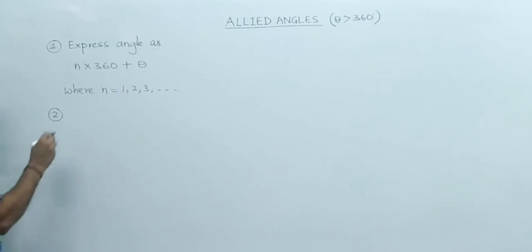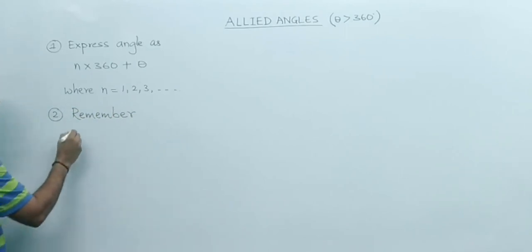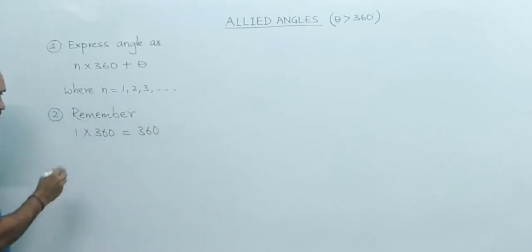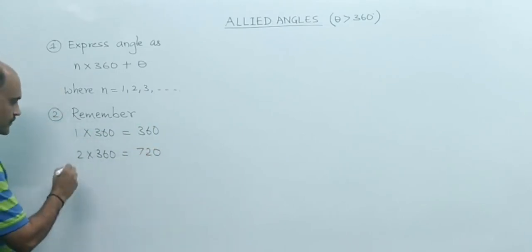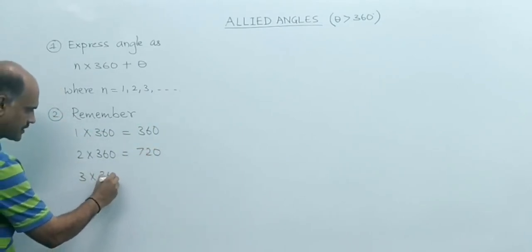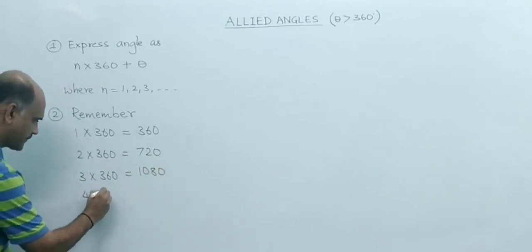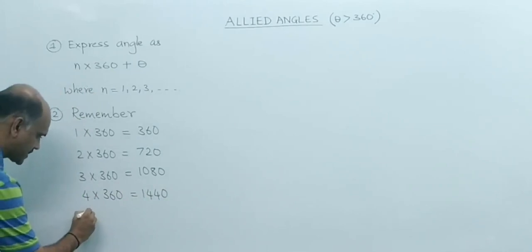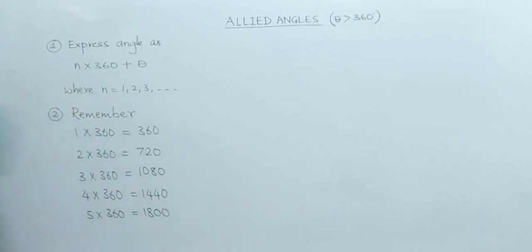Second, remember these values, it will be easy to solve. 1 into 360 is equal to 360, 2 into 360 is 720, 3 into 360 is 1080, 4 into 360 is 1440, and 5 into 360 is 1800. So these are two steps.